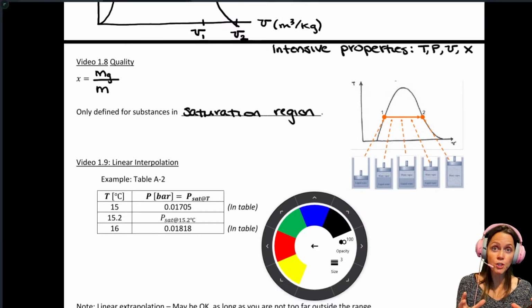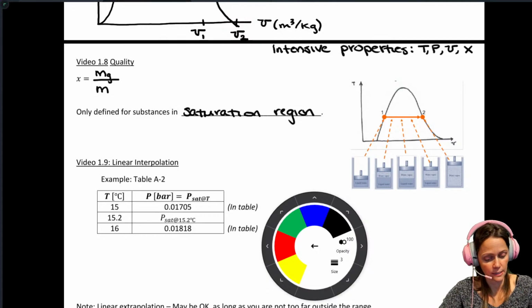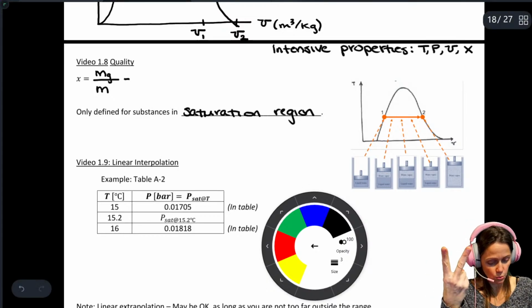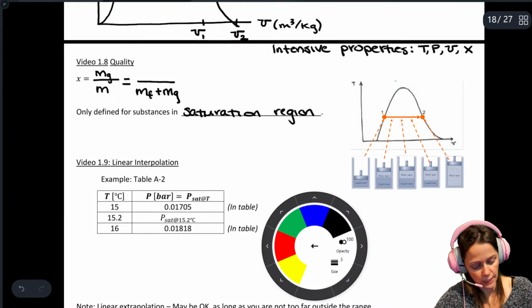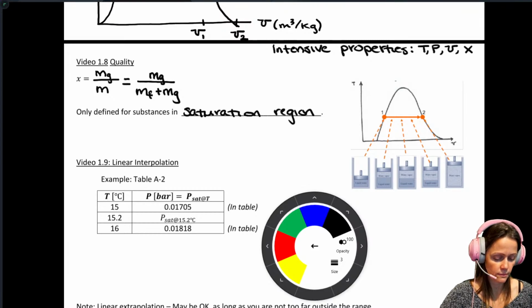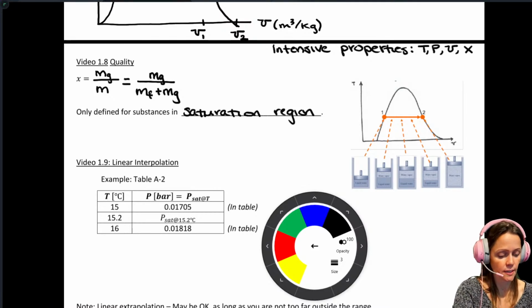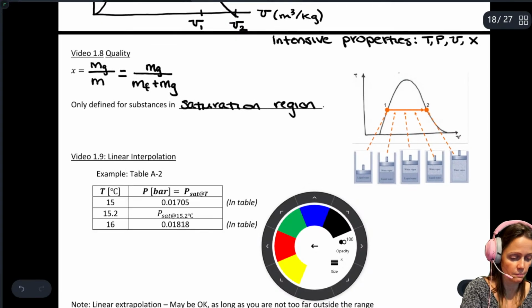So in that region of saturation, you'll recall that there is a mixture of two phases. You've got a mixture of saturated liquid, liquid that's about to boil, and saturated vapor, which is vapor that's about to condense. So two phases, and so the total mass of those two phases would just be the mass of the saturated liquid plus the mass of your saturated vapor. And if we think of that, what does that really mean?